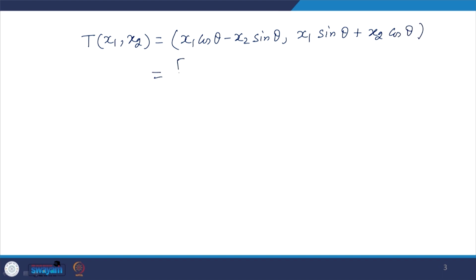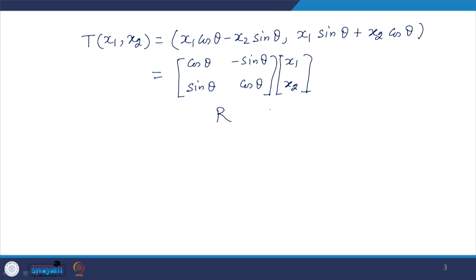Basically, it is the rotation matrix in the x1 x2 plane given by cos theta, minus sin theta, sin theta, cos theta, and it is acting on x1 x2. So, this is the rotation matrix acting on the vector x, where theta is the angle of rotation. Similarly, we can define rotation transformations in R3. All these are geometrical interpretations of linear transformations.